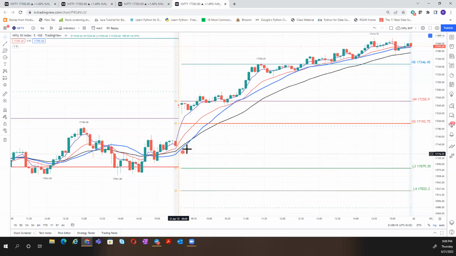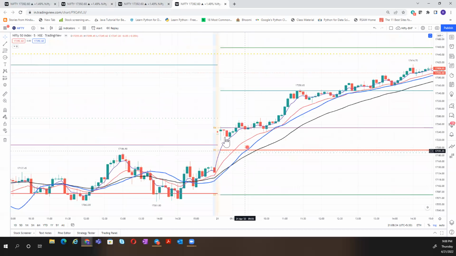If the 20 DMA goes above the black EMA, 34 EMA, that means the trend is strong. Trade will trigger when 5 and 15 cross above 20, right? Now come here. Now you know the market is in an uptrend. So if 5 EMA is supporting, then you should take a trade. You don't get any smaller stop loss than this. But remember, the soul is pivots. The whole and soul is pivots.